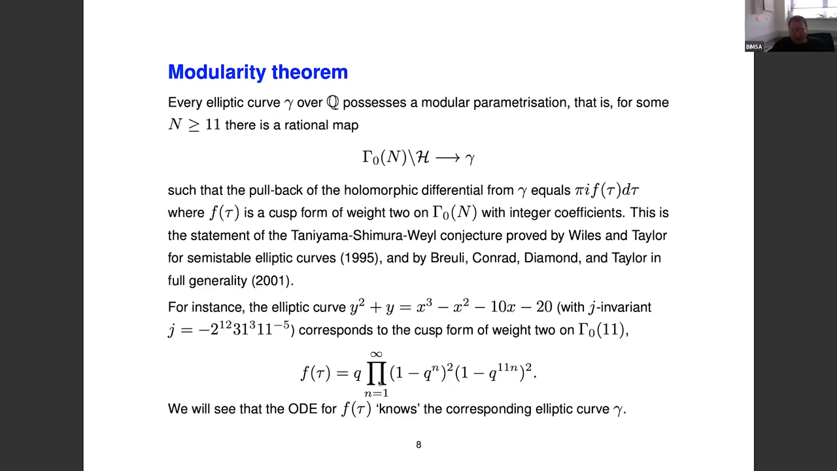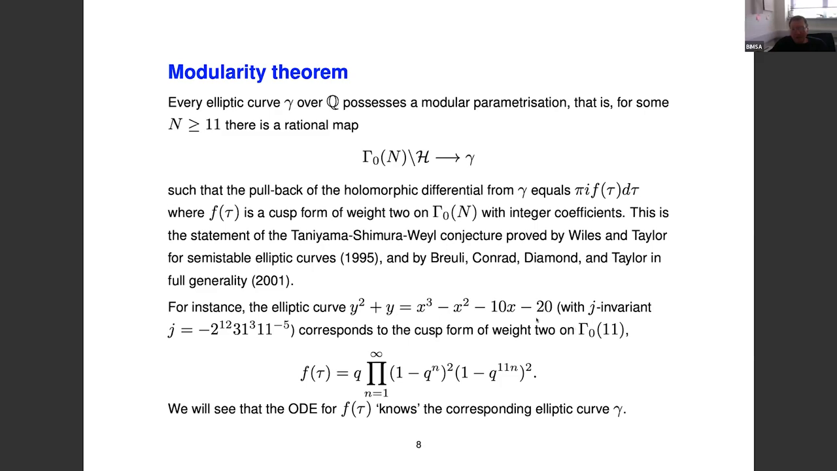And by the way, if you expand this in q, you will see that this series has integer coefficients. Remember I said cusp form of weight 2 with integer coefficients, right? What does cusp form mean? Cusp form means it starts with q. There is no free term in the q expansion. So you see it starts with q. It has integer coefficients. Clearly this has integer coefficients. It's a modular form of weight 2 on gamma 0 of 11.